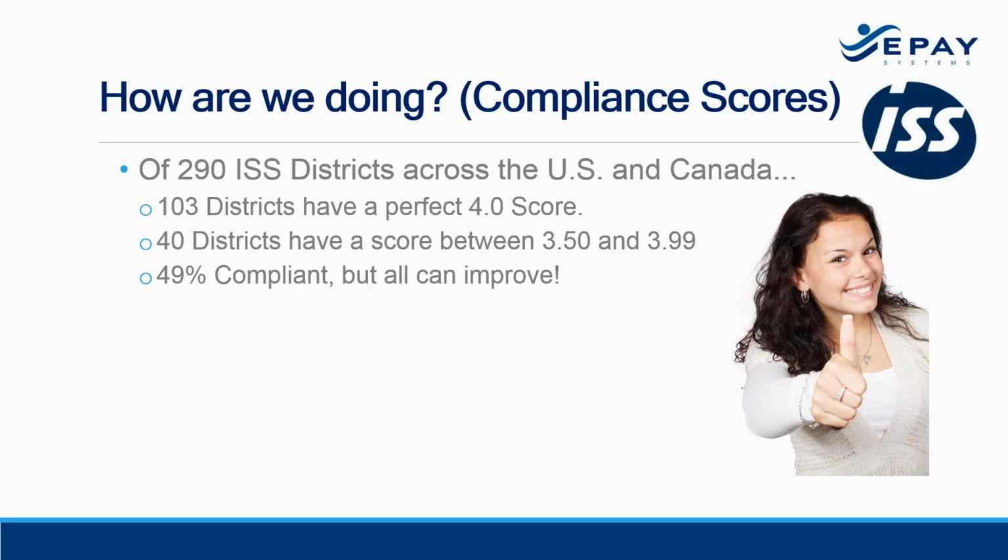40 of the districts outside of that had a score between 3.5 and 3.99, so they were actually compliant. And overall, that 143 is 49% compliant with a goal right now of a 3.5 or higher, but anyone can improve. So our goal from this call today is to get everyone at a minimum of 3.5. If we can get you to 3.5, that is phenomenal. You will see that many locations across the U.S. and in Canada are actually not even close to a 3.5, unfortunately. So using the tips that we talk about here on how to stop invalid punches will assist everybody and help you improve dramatically.